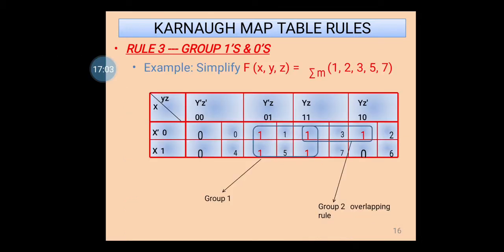So here is one example which I have shown here. Here you can see that the given equation is summation of m 1 2 3 5 7. Using this equation, a K-map table of 3 inputs is used, and in that table we have substituted one in the given cell numbers, which are shown here. So now we'll start grouping. You can check here, a total of 8 ones are not available. Since 8 ones are not available, we have to group 4 ones only.